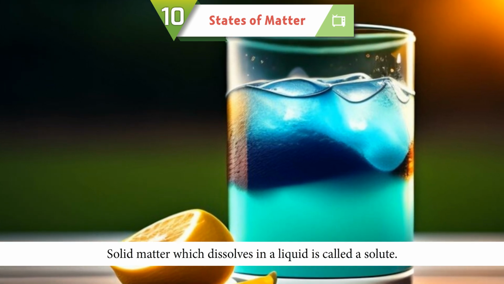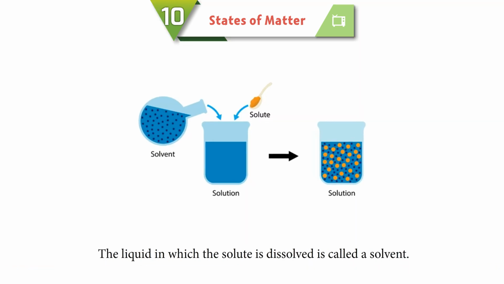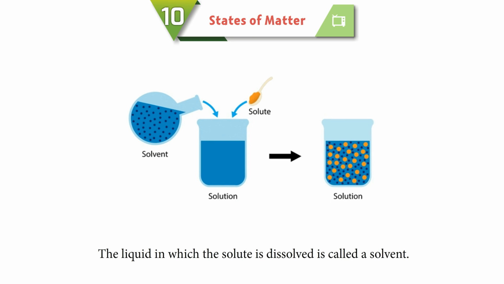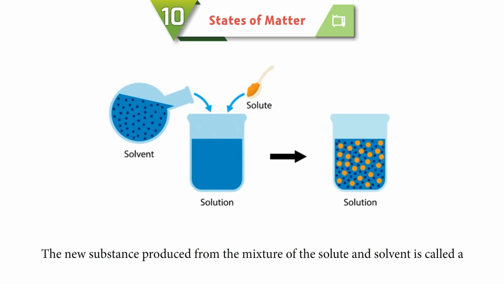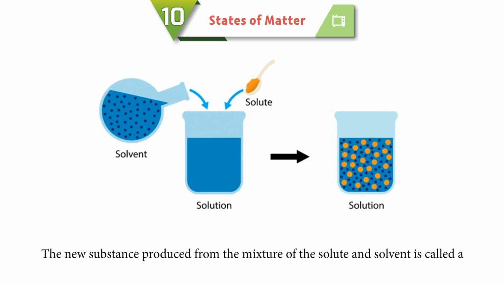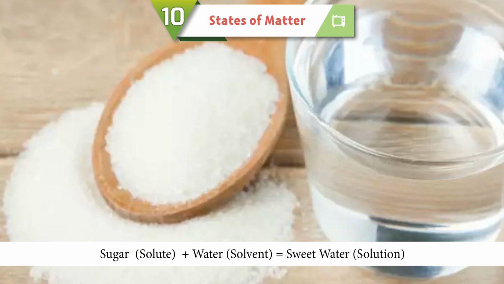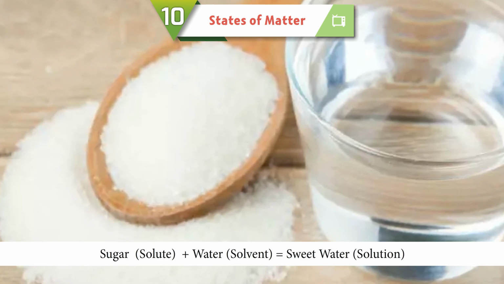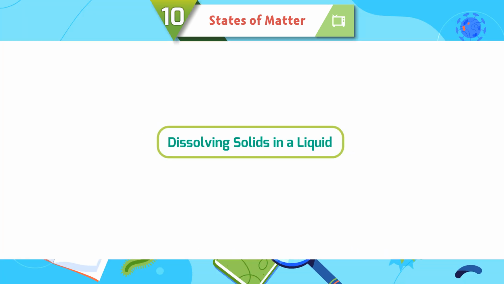Solid matter which dissolves in a liquid is called a solute. The liquid in which the solute is dissolved is called a solvent. The new substance produced from the mixture of solute and solvent is called a solution. Sugar, solute, plus water, solvent, equals sweet water, solution.